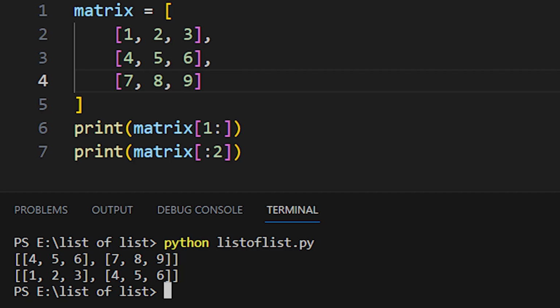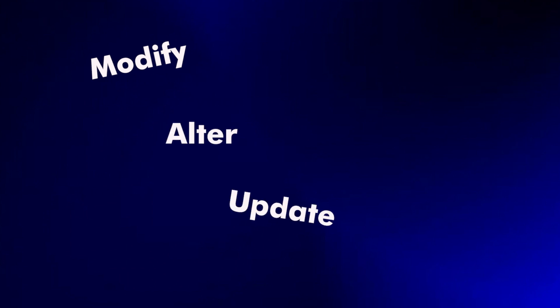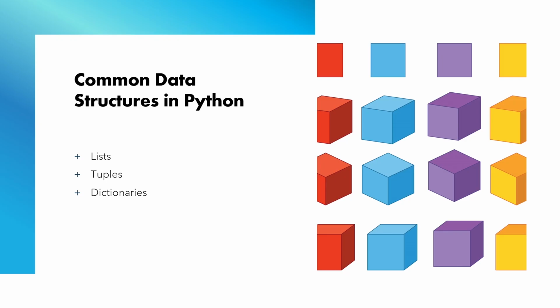Lists, for instance, are used to store an ordered collection of items, and you can easily modify, alter, and update them whenever you need. Tuples, on the other hand, are similar to lists, but they are immutable, meaning that their values cannot be changed after creation. Then we have the dictionaries, which are used to store data in key-value pairs. And the interesting thing is that each data structure has its own strengths and limitations. So choosing the right data structure is very important whenever you are trying to solve a problem. When you choose the right data structure, you can efficiently solve that problem.